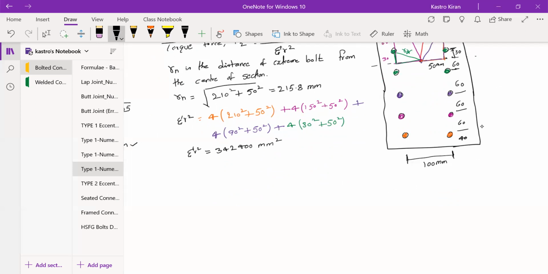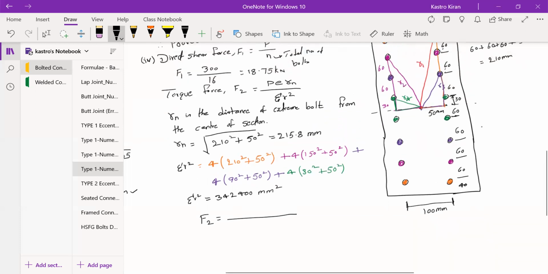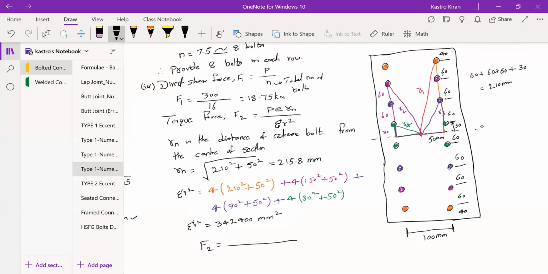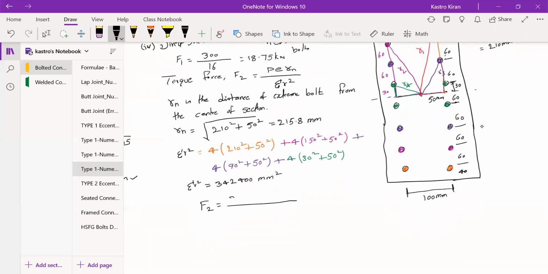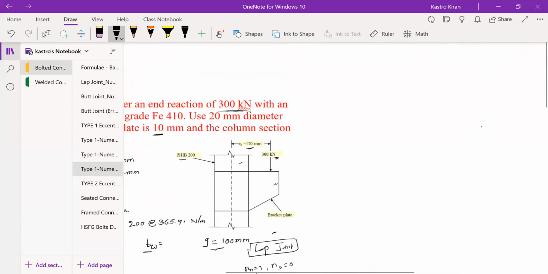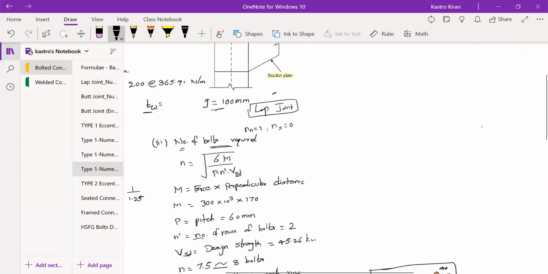So now you have got the Rn value and the summation R square value as well. Let's substitute the values in the F2 formula. F2 equals Pe Rn by summation R square. Here, P is the load. What is the load? 300 kilonewtons. This is the amount of load that is coming on the structure.